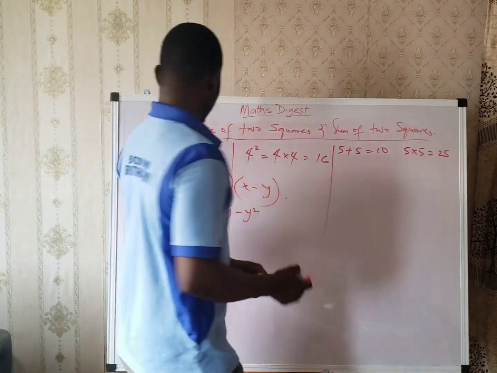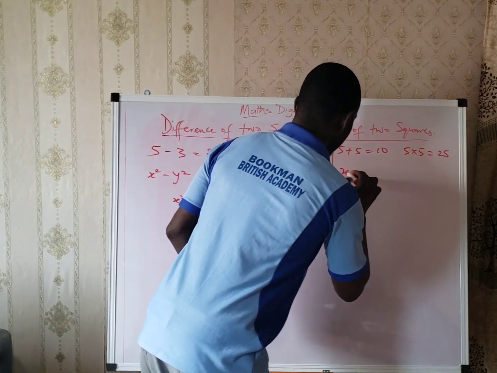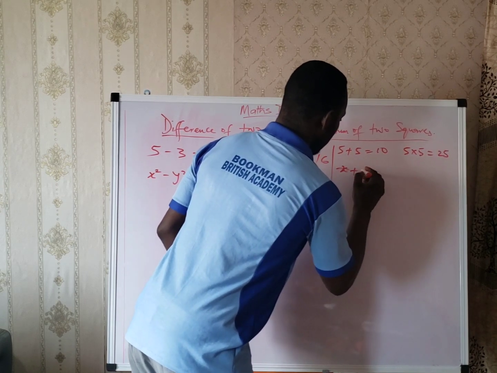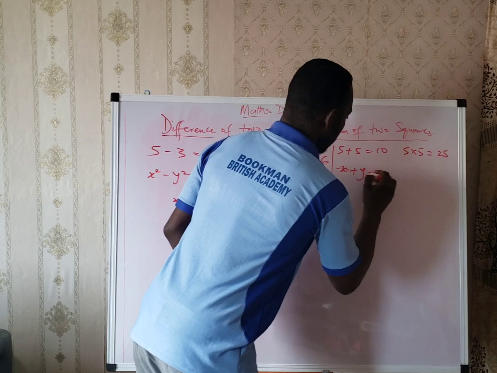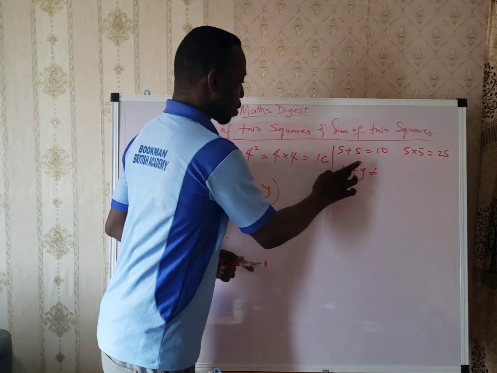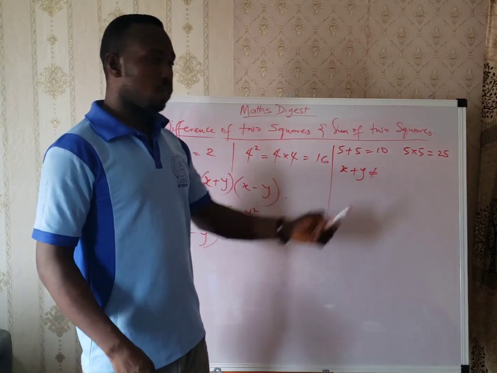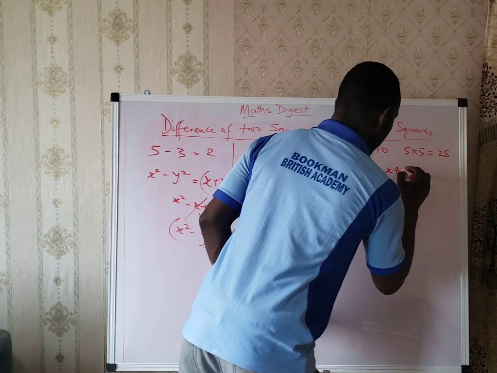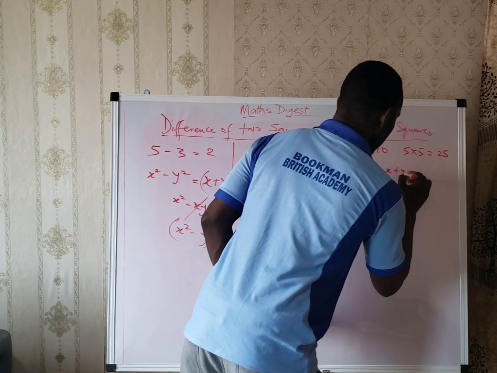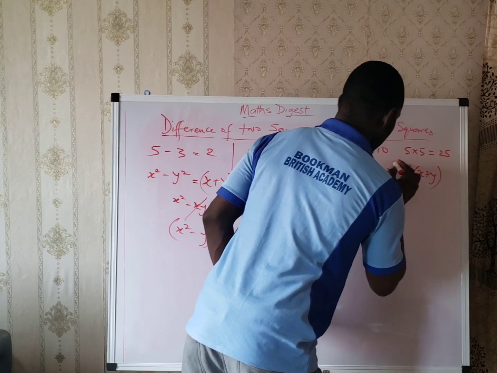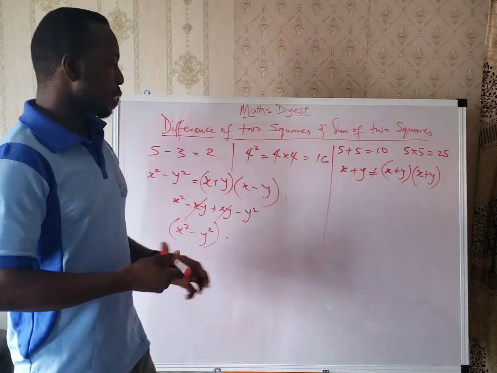When you see this sign, it means not equal to. So x squared plus y squared is not equal to the product of x plus y and x minus y. This simply means that the factors cannot give us this.